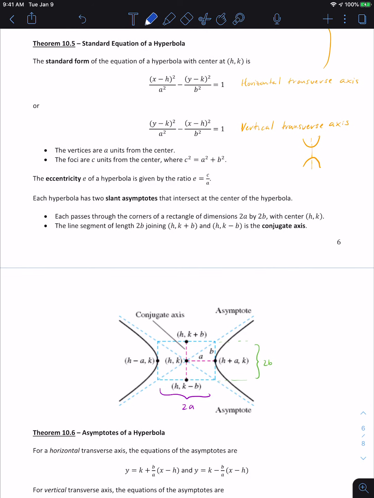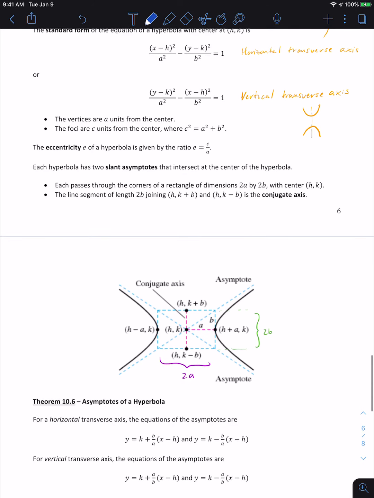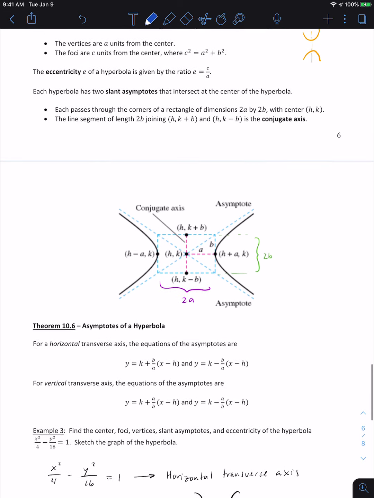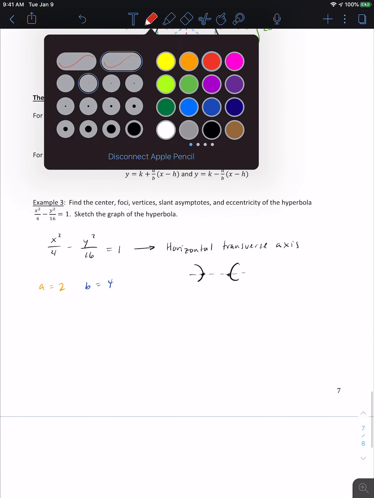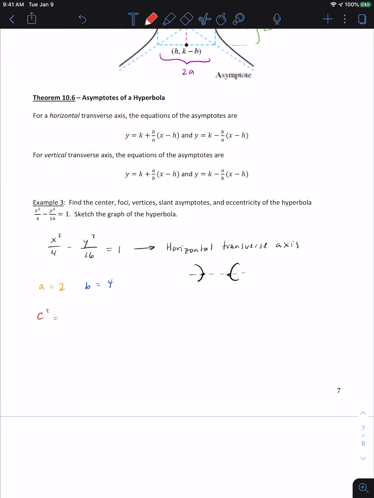What else do we need? We also need c, right? c squared is equal to a squared plus b squared. So let's find that one. So c squared is equal to a squared plus b squared, so 4 plus 16, which would be equal to 20. So c is equal to, what would it be, 4 times 5, so 2 radical 5.